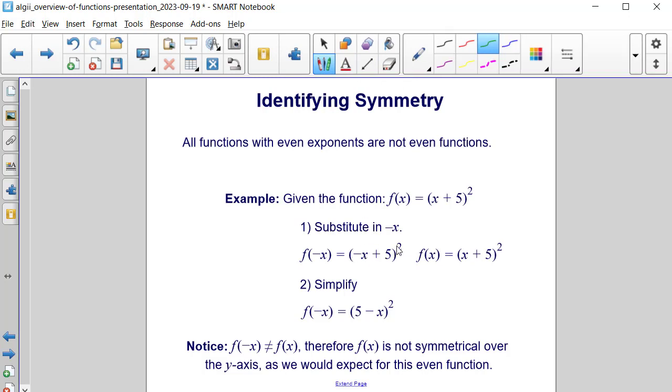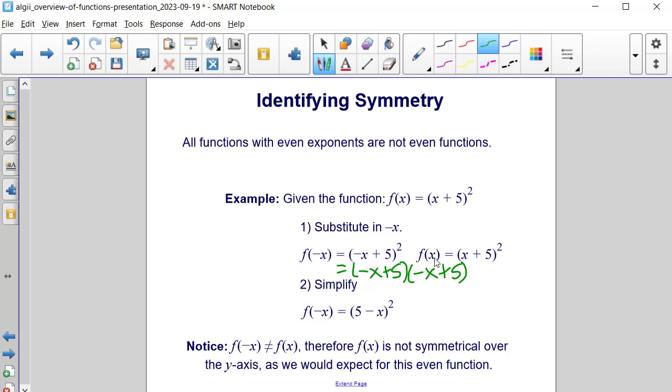Well, you can't distribute the square to both terms. That is a common mistake that some people make, because there's an addition sign in between here. It's not multiplication. What this actually means is negative x plus 5 times negative x plus 5.